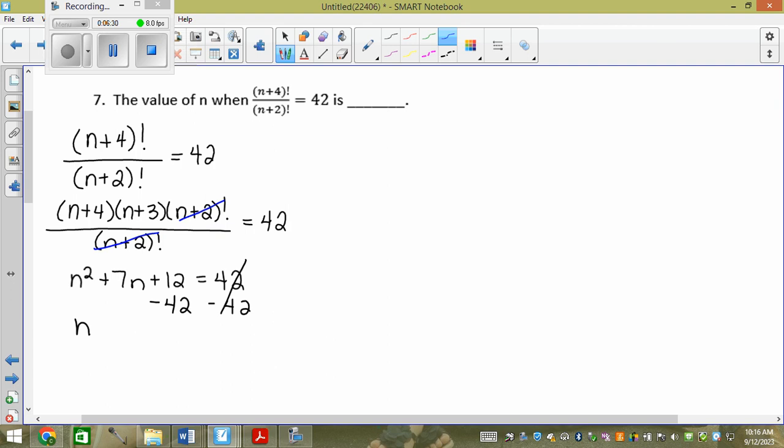So I get n squared plus 7n minus 30 equals 0. Then I say what times what equals negative 30. And then I say what plus what equals 7.